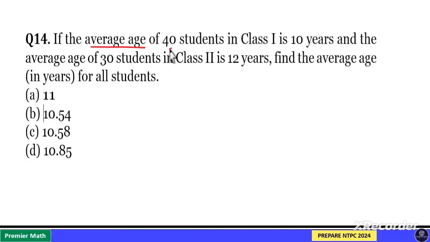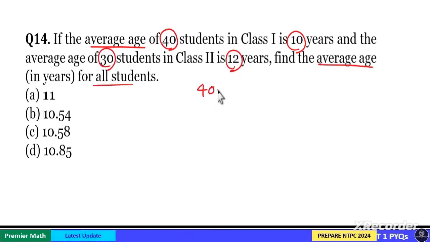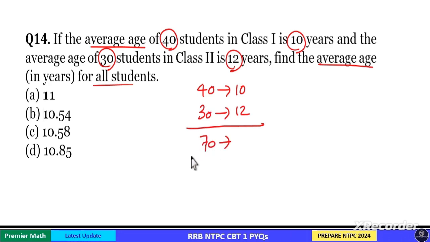If the average age of 40 students in class 1 is 10 years and the average age of 30 students in class 2 is 12 years, find the average age for all the students. Here 40 students' average is 10 years and 30 students' average is 12 years. Total students are 40 plus 30, 70 students. So we have to find the average of 70 students.